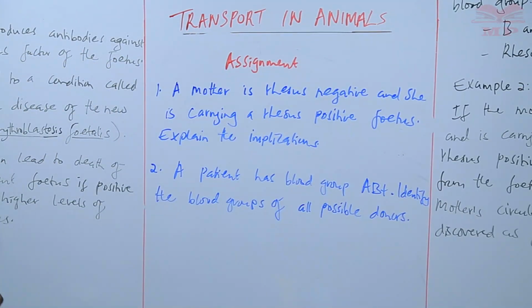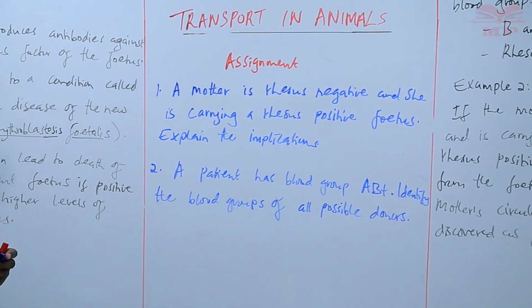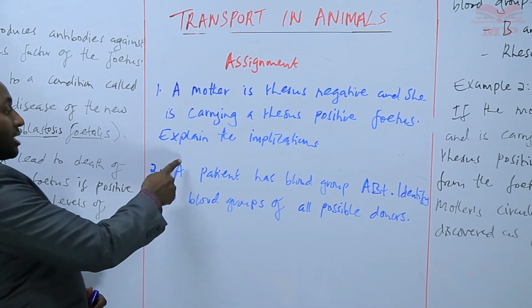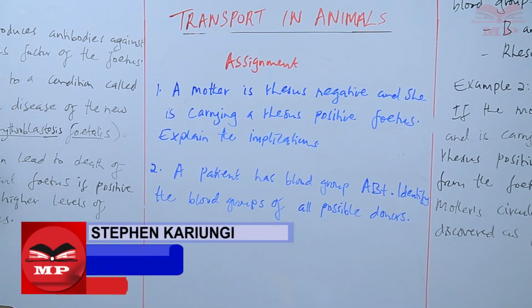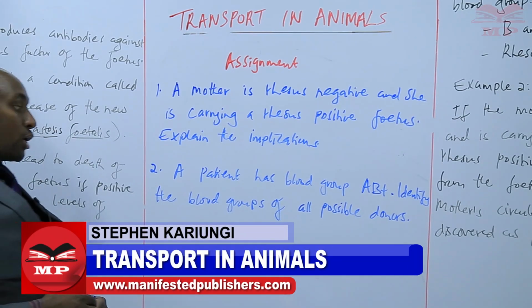So in the assignment, the first question: a mother is Rhesus negative and she is carrying a Rhesus positive fetus. Explain the implications. What will be the implications of that? Number 2: a patient has blood group AB positive. Identify blood groups of all possible donors.